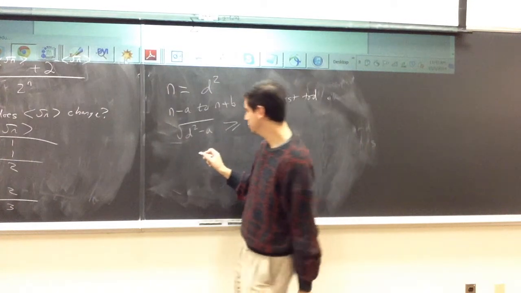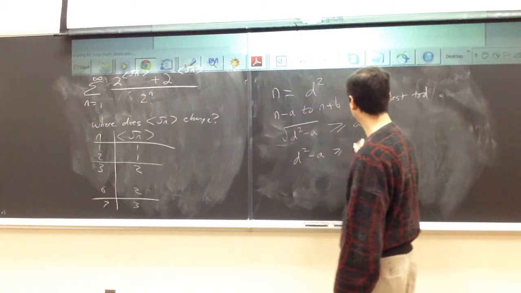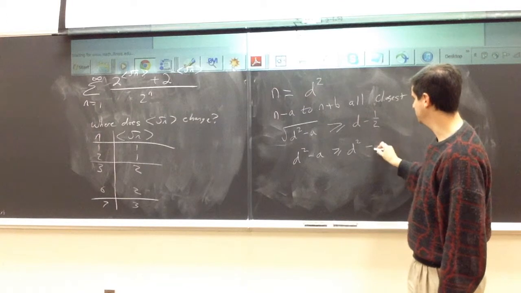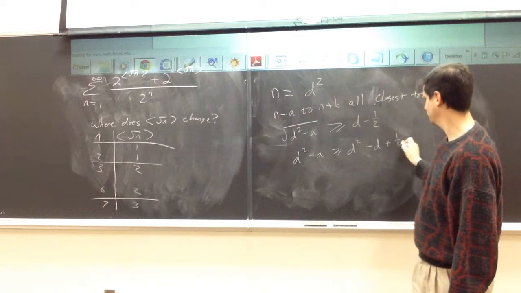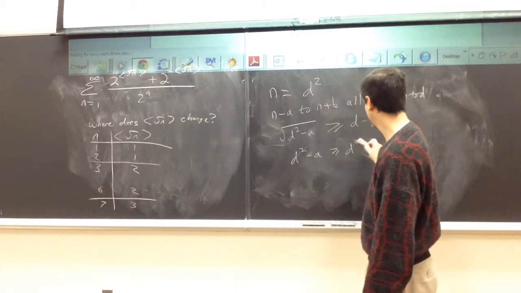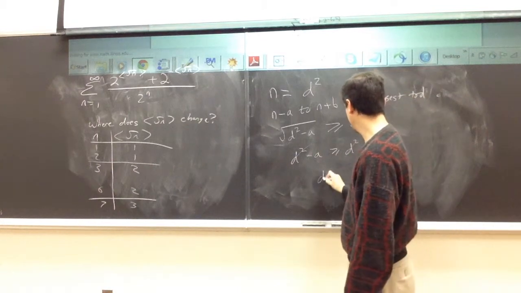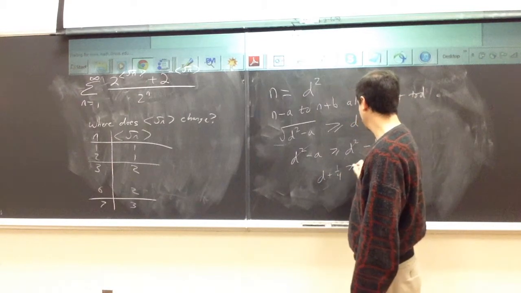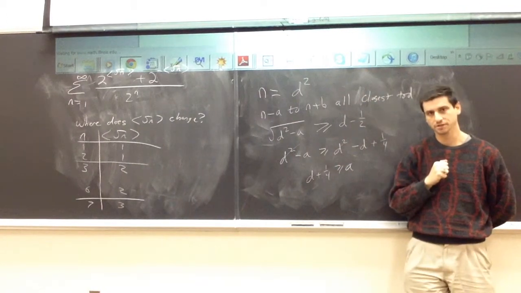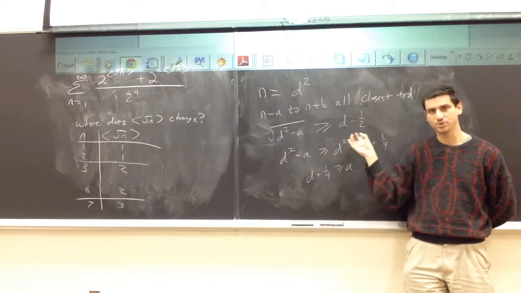So if I then square things, I would get d squared minus a is greater than or equal to d squared, cross term is going to be minus d plus 1/4. So the d squareds cancel. We bring this over and we get d plus 1/4 is greater than or equal to a. So we can go all the way down to d. So is that what you ended up getting?